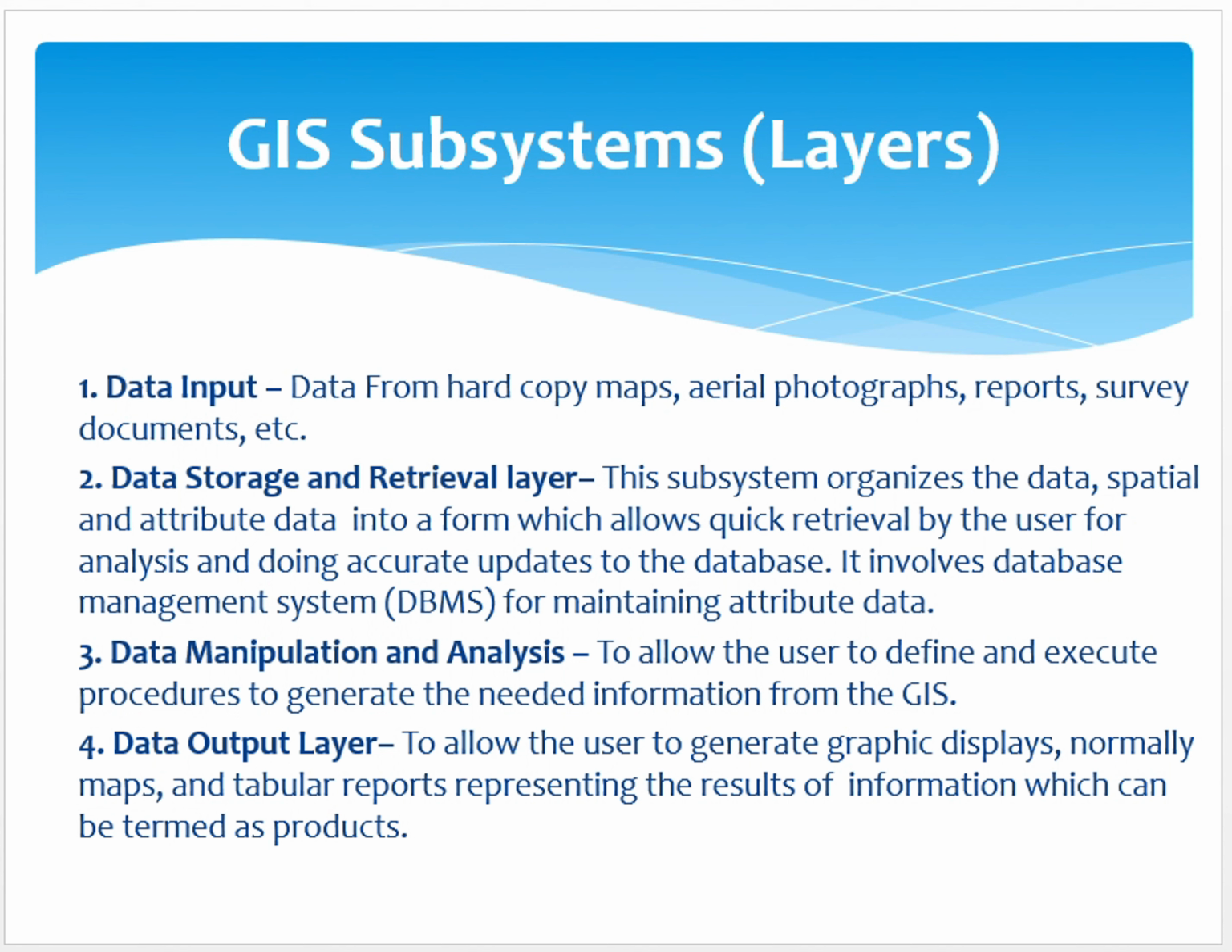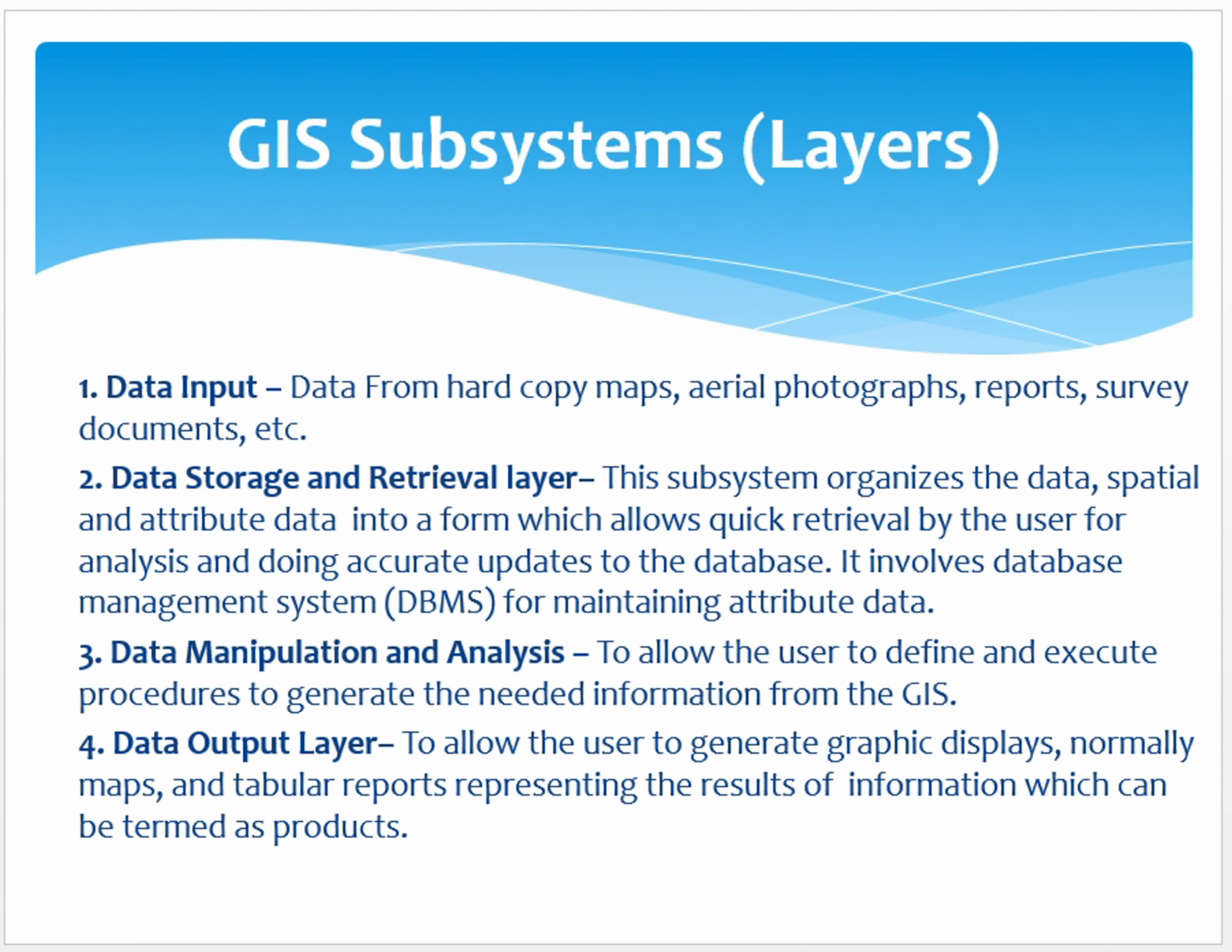Then number 3 is the data manipulation and analysis layer. This has the procedures you will follow so that you can be in a position to generate output that is making sense and can be used for decision making. It's called the data manipulation and analysis layer. Then the fourth layer is the data output layer. This is when you display the reports, the results you've processed.